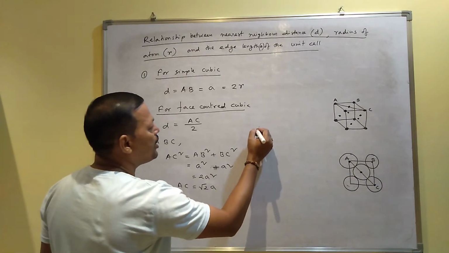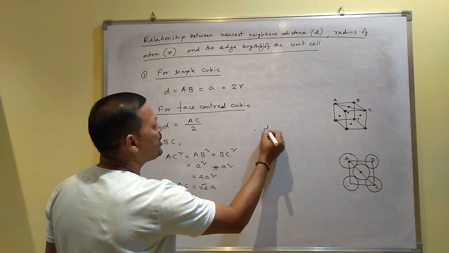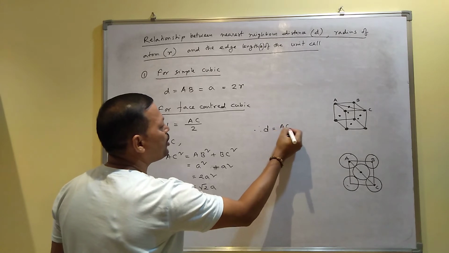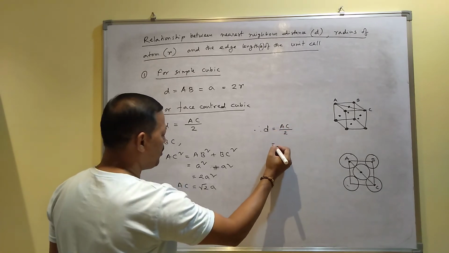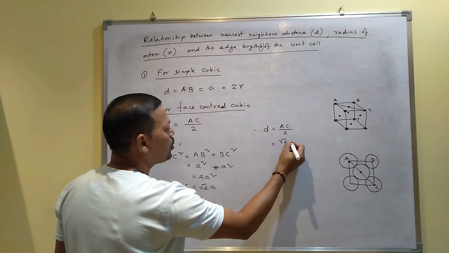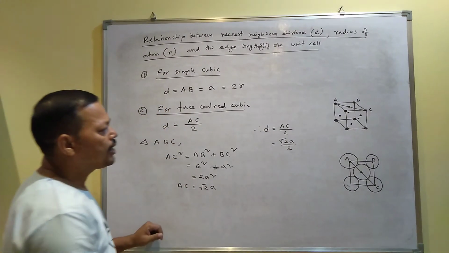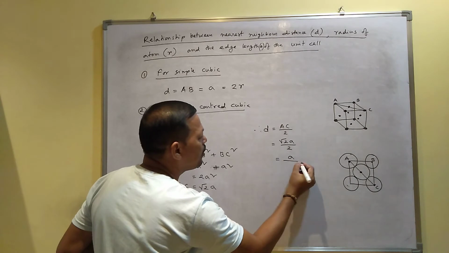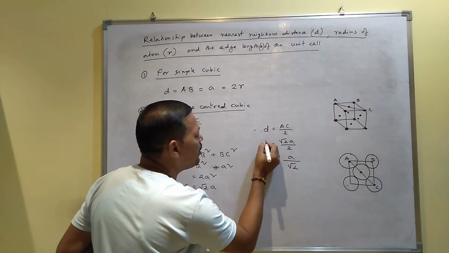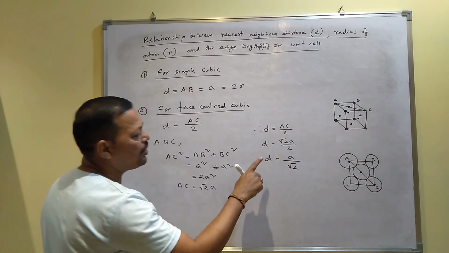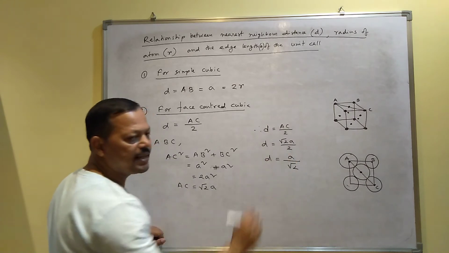Now you can write, therefore, D is equal to AC by 2, so you put the value of AC, root 2 A divided by 2. Ultimately you will get A by root 2. So here is the relation between the nearest neighbor distance and the edge length.